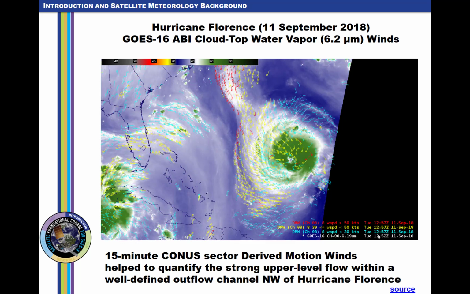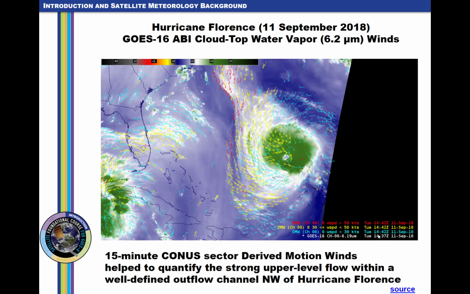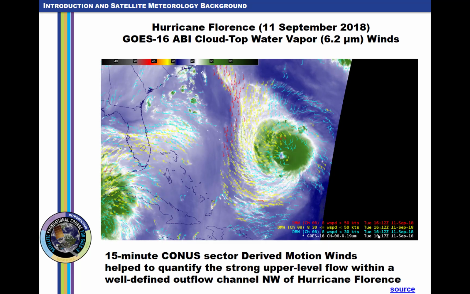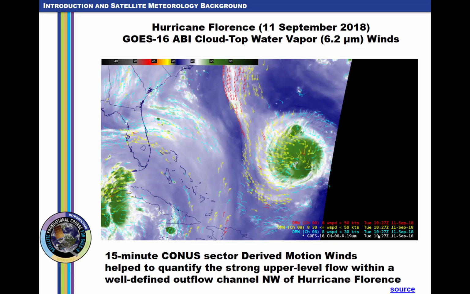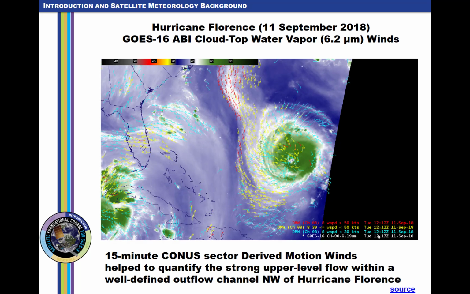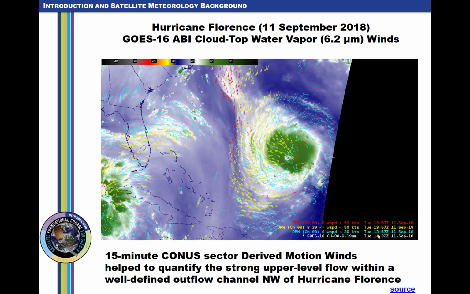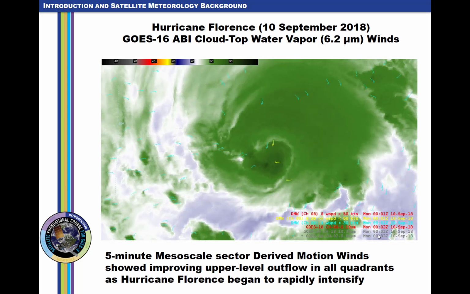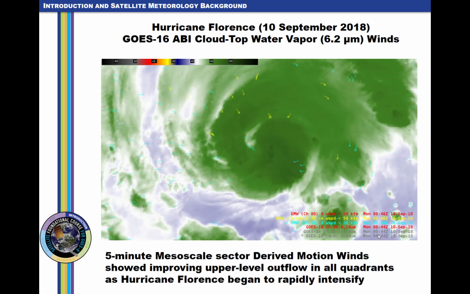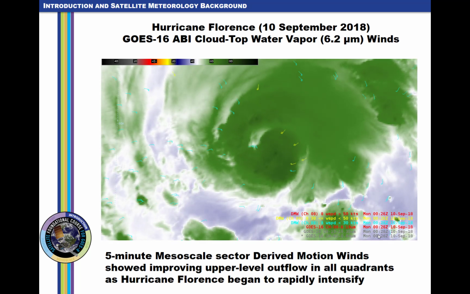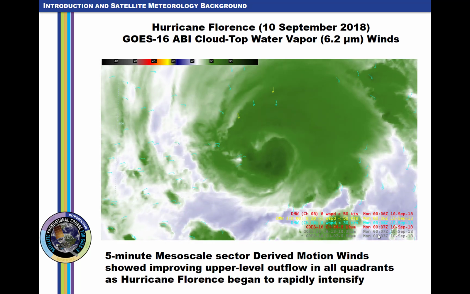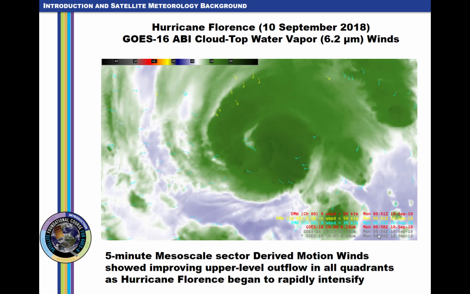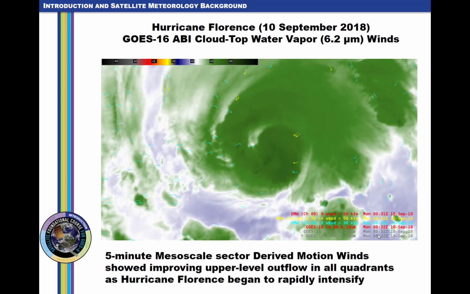In this example, 15-minute CONUS sector water vapor winds help to quantify the flow within a well-defined upper tropospheric outflow channel to the northwest of Hurricane Florence. This figure shows 5-minute mesoscale domain sector water vapor winds. The vectors show a trend of improving upper tropospheric outflow in all directions as Hurricane Florence entered a phase of rapid intensification.